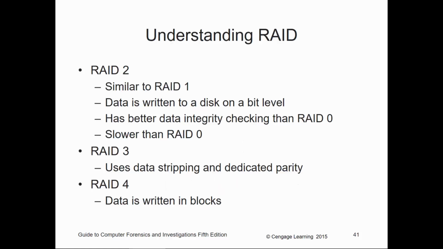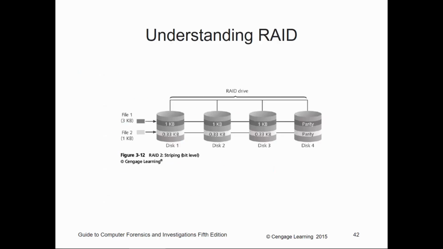This gets really funny, because most people do not need to understand RAID 2, 3, 4, 7, 8. RAIDs 0, 1, 5, and 6 are the common ones. But our book talks about it, so we'll talk about it. RAID 2 is similar to RAID 1. Data is written to a disk on a bit level. It has better integrity than RAID 0, but it's slower than RAID 0. RAID 3 uses data striping and dedicated parity. In RAID 4, data is written in blocks. Here is a nice example of understanding RAID 2.